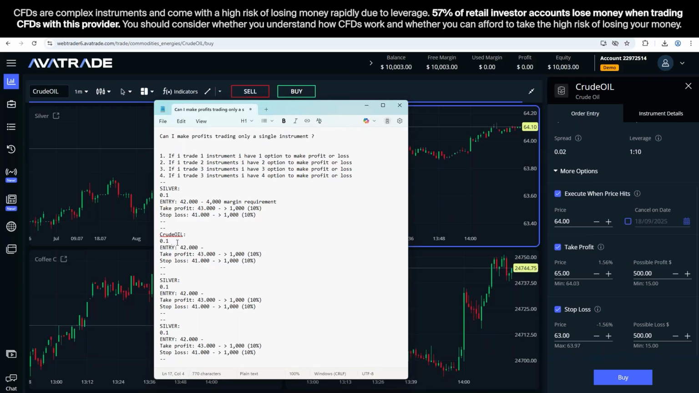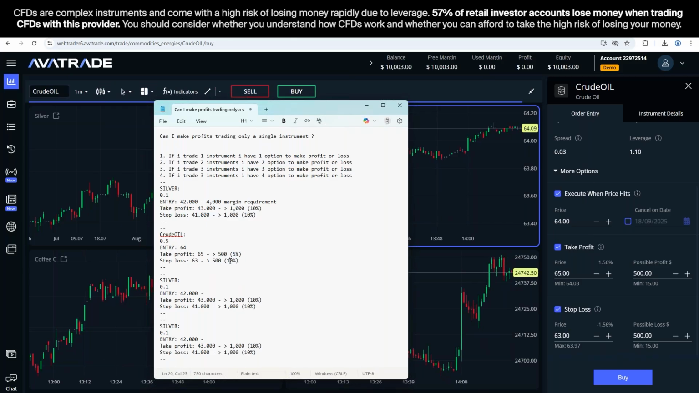Okay, crude oil, this time it's 0.5. This can be, as we said, 64. And maybe we'll have it like this. And this 65, this 63. Now we've got $500 and another 500. This can be 5. This can be 5. Great.